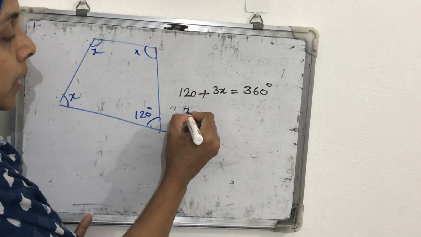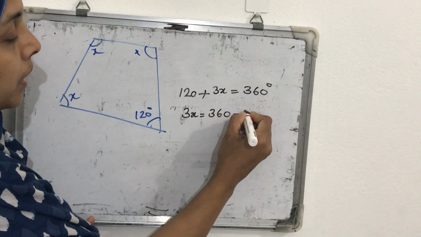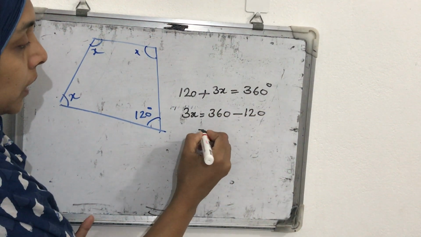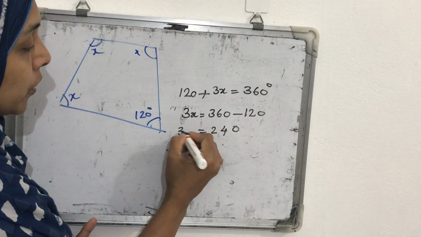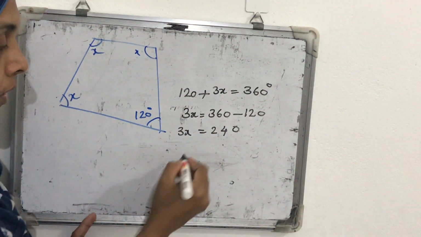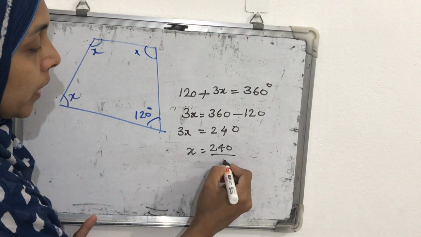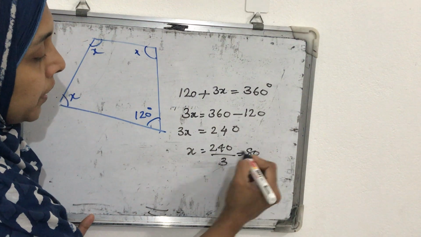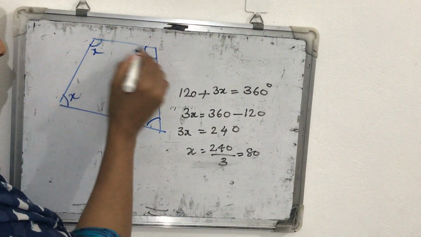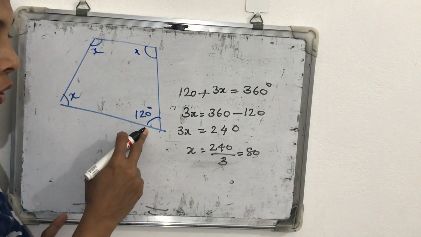So what will be 3x? Therefore 3x equals 360 minus 120. That means 3x is equal to 240. So what will be x? x is equal to 240 by 3. So it will be 80 degree each. So the other angles will be 80 and the fourth angle will be 120 degree.